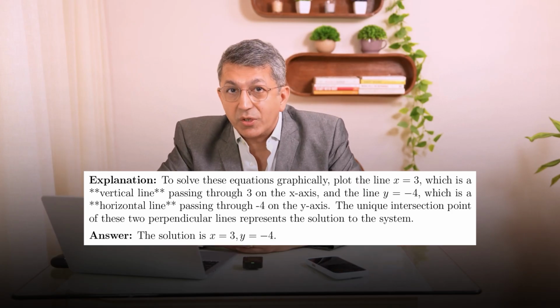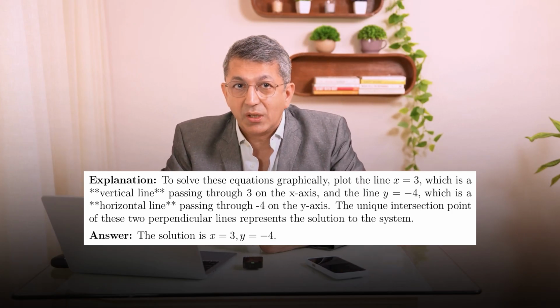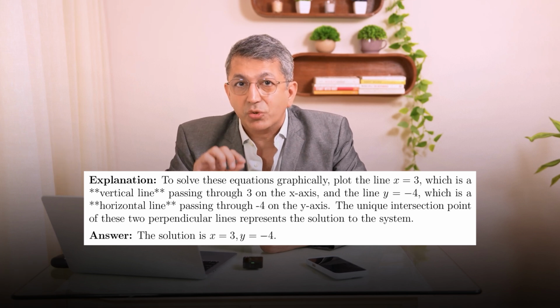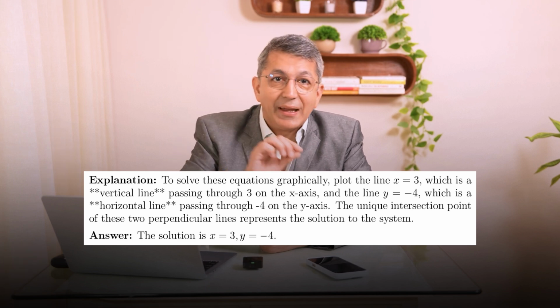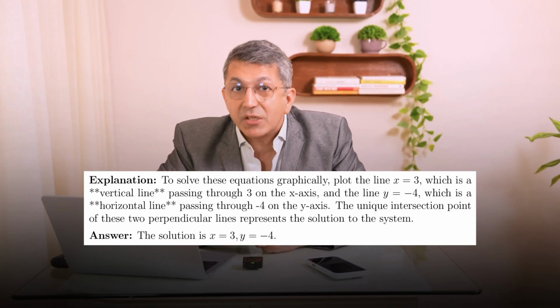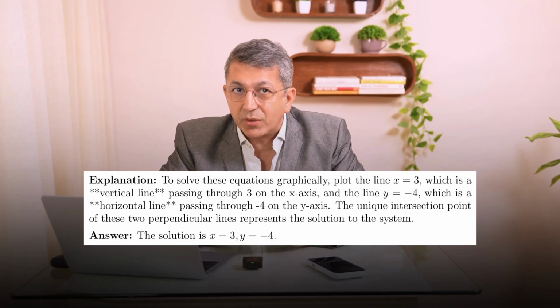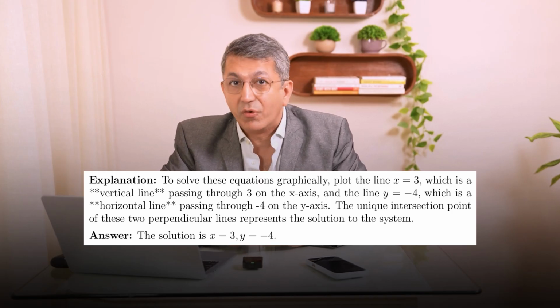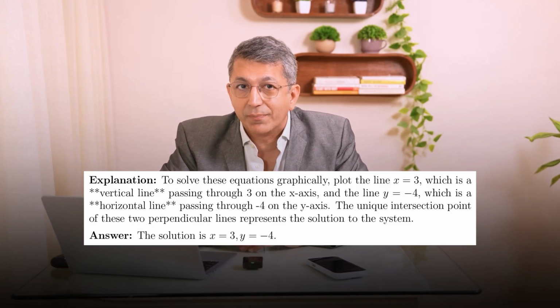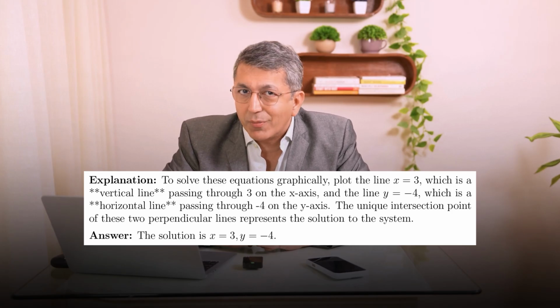To solve these equations graphically, plot the line x = 3, which is a vertical line passing through 3 on the x-axis, and the line y = -4, which is a horizontal line passing through -4 on the y-axis. The unique intersection point of these two perpendicular lines represents the solution to the system. Answer: the solution is x = 3, y = -4.